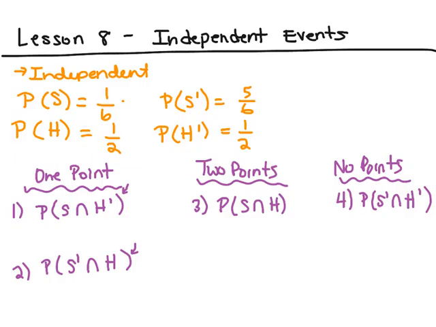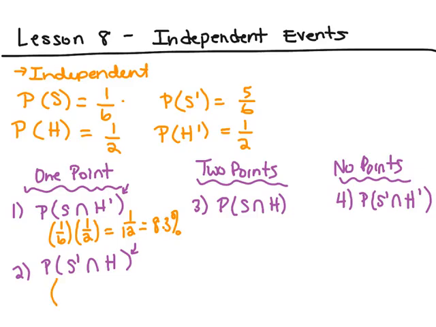So we're going to figure out the probability of all this. We're going to multiply the events. So the probability of getting a 6 is 1 over 6. The probability of not getting a head is 1 over 2. This is the same as 1 over 12, which is 8.3%. So there's an 8.3% chance there that you'll get 1 point.